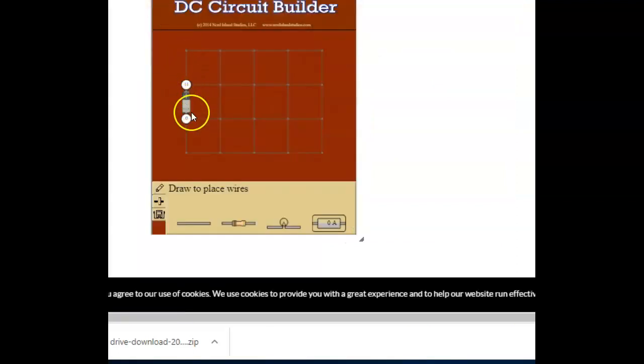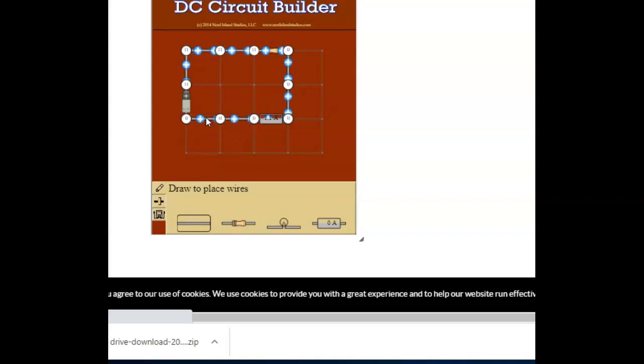So we'll say here's the battery. We'll grab some wire, go boom, boom, boom. Let's say we want our resistor there, and then we want to come down here and have a little place for our ammeter, and we'll finish it up and close the circuit. Okay, we've got the current flowing, hunky-dory.